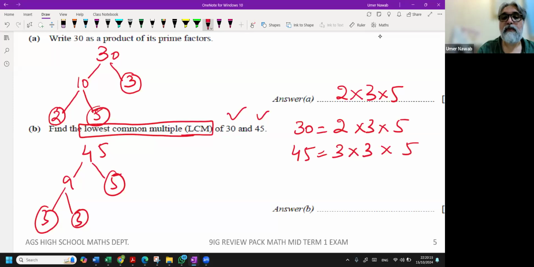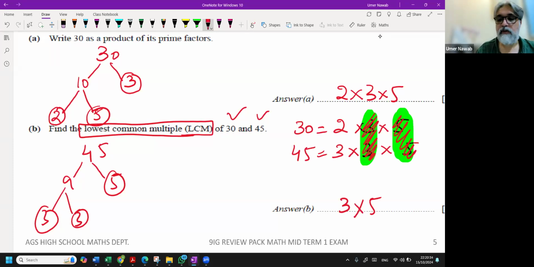First of all, make the pairs. So this is the pair, 3. Cross them and write a single 3. Do we have any other thing common? Yes, we have common 5. Cross them and write a single 5. So this is your HCF. 3 times 5 is your 15 is your HCF, but am I looking for HCF?